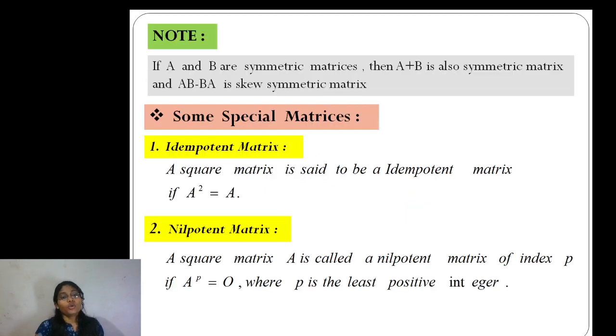Next note আমাদের কি দেওয়া আছে, if capital A and capital B are symmetric matrices then A plus B is also symmetric matrix and AB minus BA is skew symmetric matrix. এগুলো খেয়াল রাখবে, আমাদের মাল্টিপল এমসিকিউ কোশ্চেনে আসে। এমসিকিউ কোশ্চেনে আমাদের এগুলো দেওয়া থাকে, if A and B are symmetric matrix then A plus B টা symmetric matrix হবে and AB minus BA is skew symmetric matrix, okay.